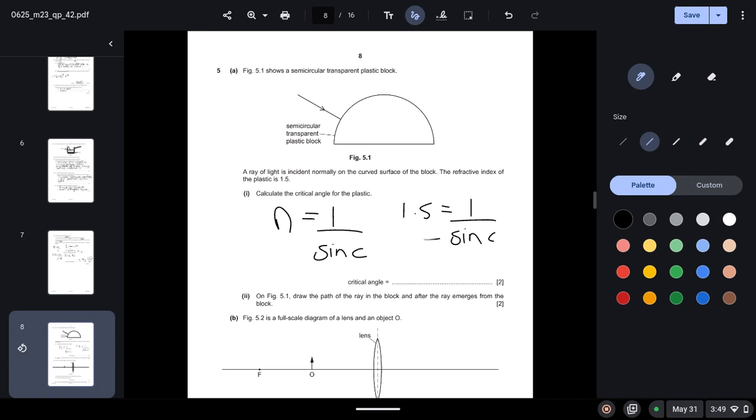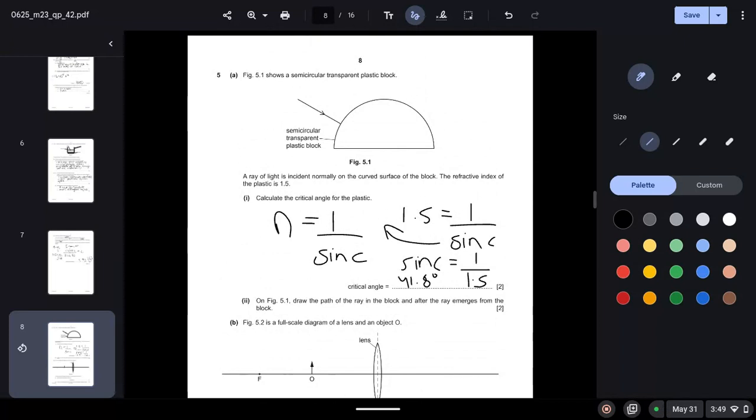So we'll take the sine c on that side, bring the 1.5 over here, so we'll get sine c is equal to 1 over 1.5. So put this in your calculator, sine inverse of 1 over 1.5, and you'll get the critical angle as 41.8 degrees.